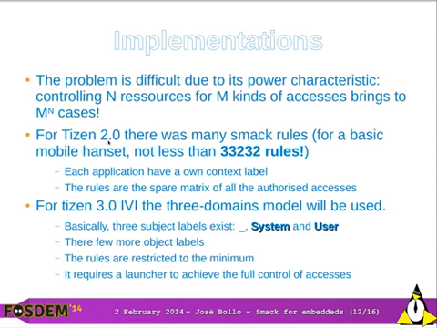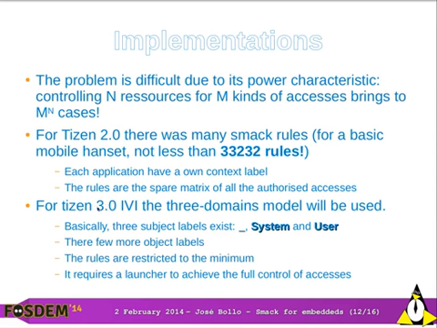For example, on Tizen 2.0, where we were using the model with installer only, there were many SMAC rules, not less than 30,000 rules. That's a lot. Each application has its own context label, and the matrix of the access is very sparse, but it's very edgy also.